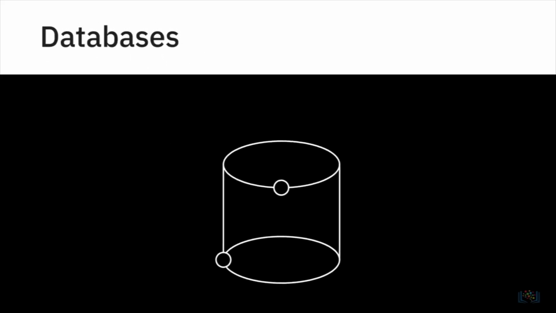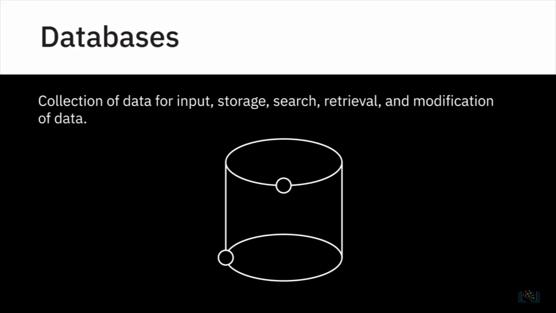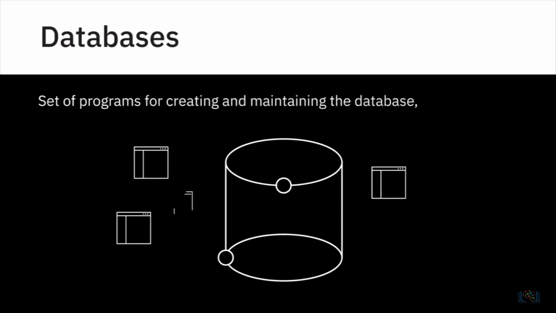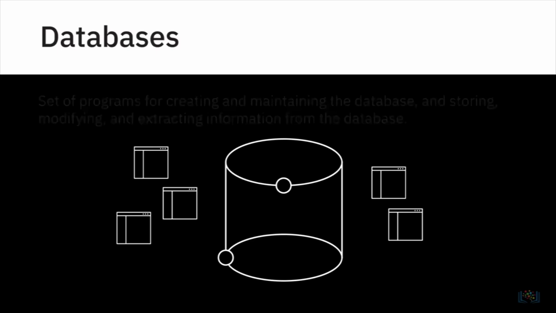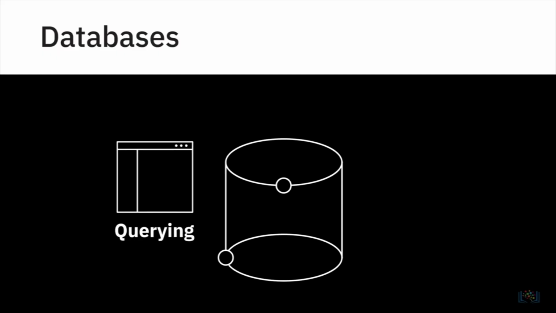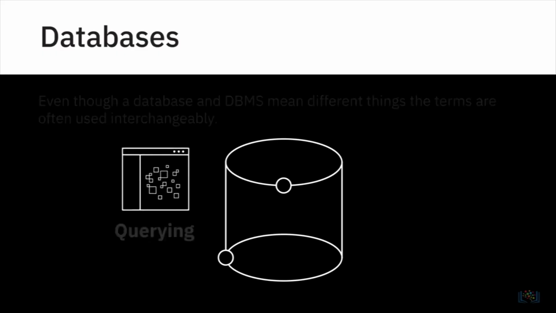Let's begin with databases. A database is a collection of data or information designed for the input, storage, search and retrieval, and modification of data. And a database management system, or DBMS, is a set of programs that creates and maintains the database. It allows you to store, modify, and extract information from the database using a function called querying. For example, if you want to find customers who have been inactive for 6 months or more, using the querying function, the database management system will retrieve data of all customers from the database that have been inactive for 6 months or more. Even though a database and DBMS mean different things, the terms are often used interchangeably.